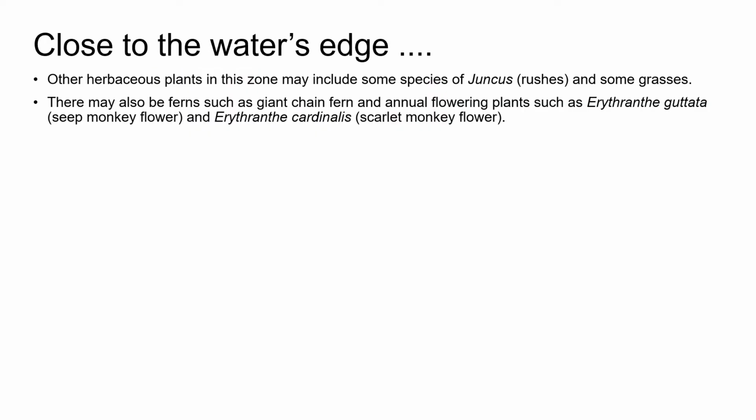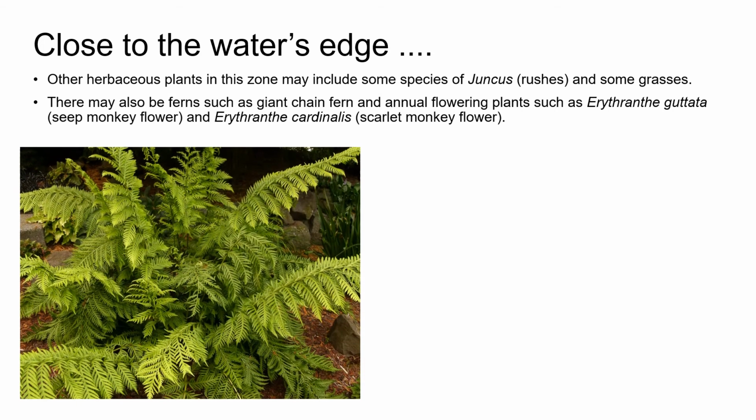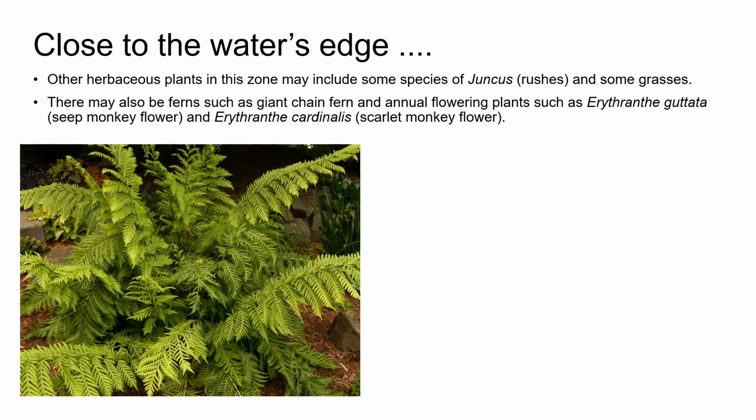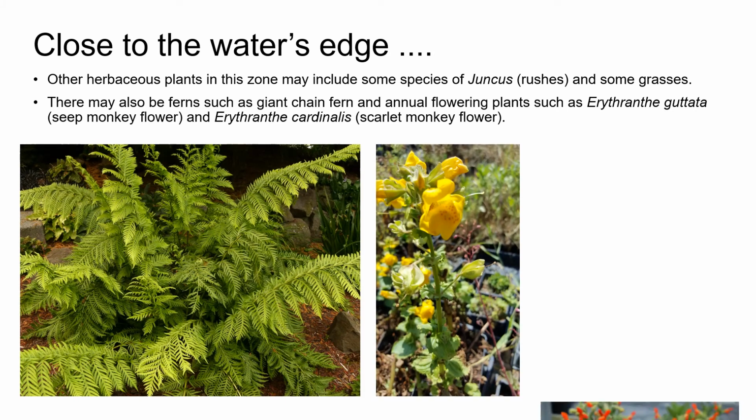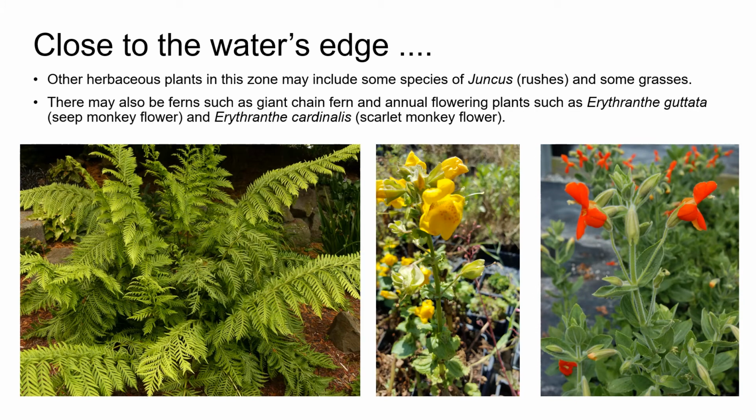Slightly further up the bank in this zone, there may be some species of juncus, which are rushes, and perhaps some grass species too. There may also be some ferns, such as giant chain fern, and annual flowering plants, such as seep monkeyflower and its close relative, the scarlet monkeyflower.